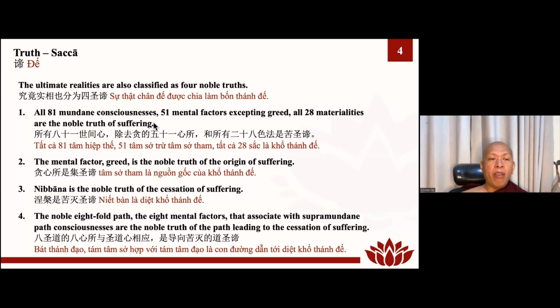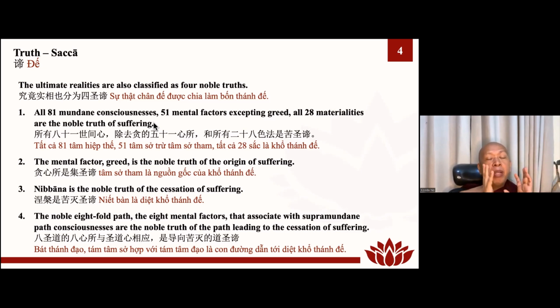Then we may have 3 more: samma vayama, samma sati, samma samadhi. Samma vayama is equal to right effort, viriya. Then samma sati is equal to sati, mindfulness, which we have already learned before. Then samma samadhi is equal to ekaggata, one-pointedness, a mental factor. That's why there are 8 mental factors.